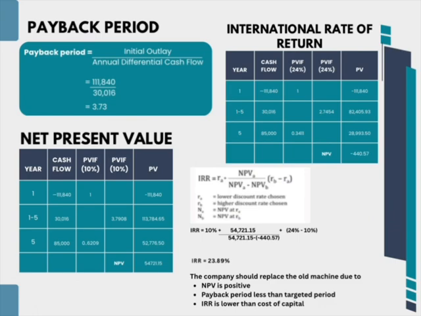In conclusion, the project should be accepted because the payback period is shorter than the targeted period. The NPV is positive and the IRR is higher than the cost of capital. Therefore, the company should replace the old machine as it is profitable and beneficial in the long run.